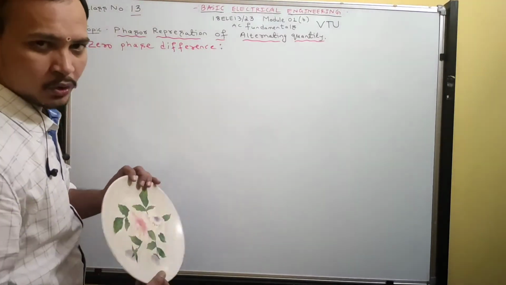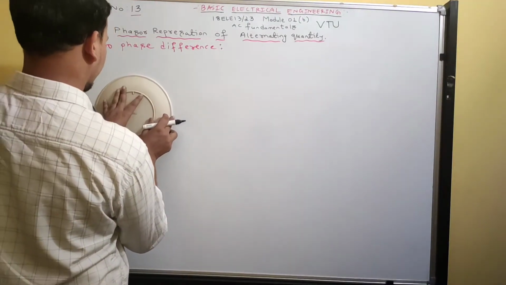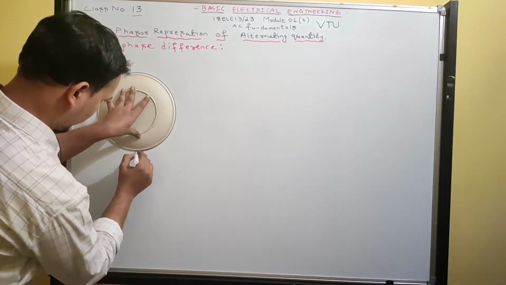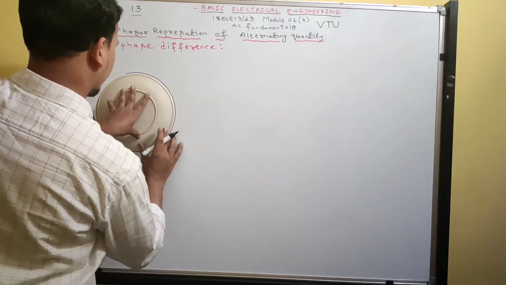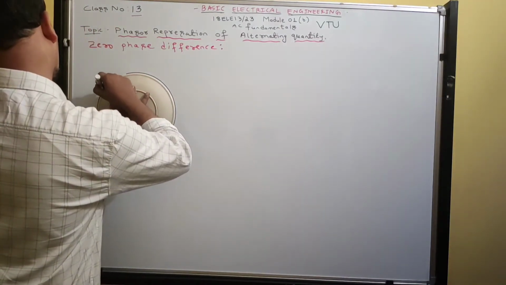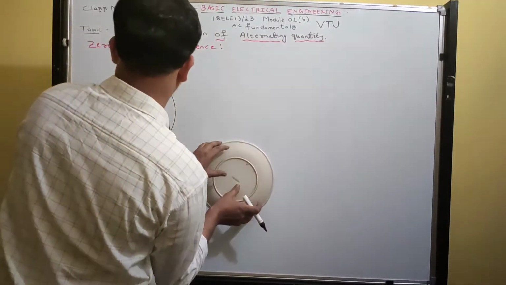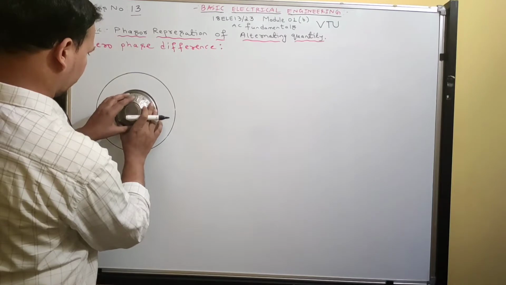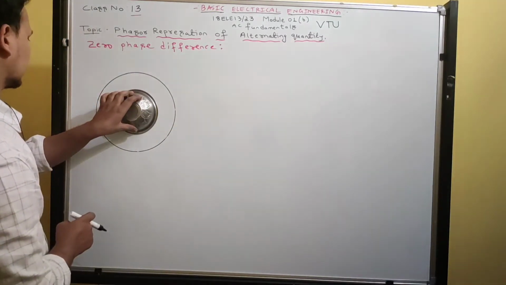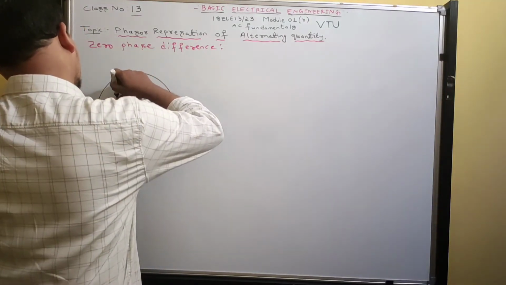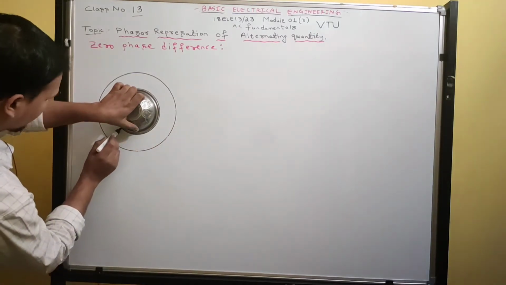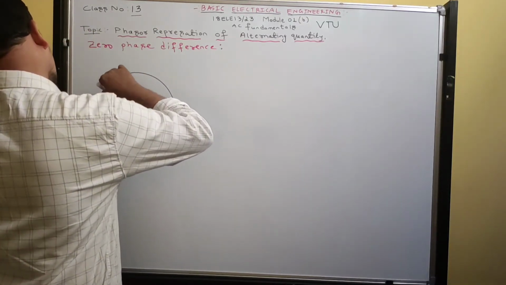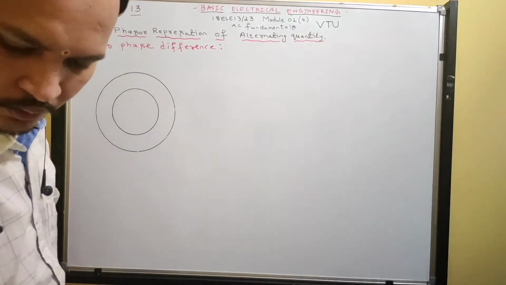I am using this plate to draw the circle to represent phasor quantities. One quantity is voltage and the other quantity is current. So this is one circle. Now I will draw another circle somewhere here because I need two quantities. One circle is for voltage and the other circle is for current. So I have written two circles.